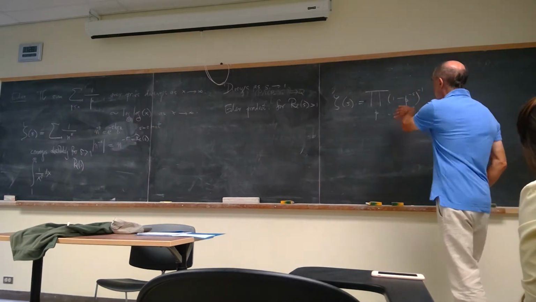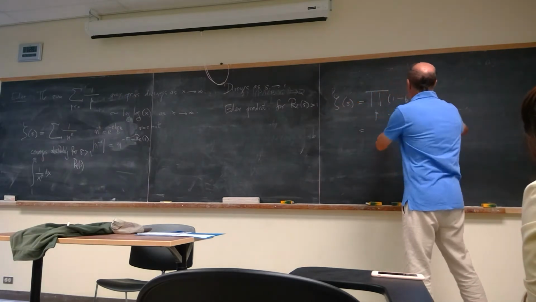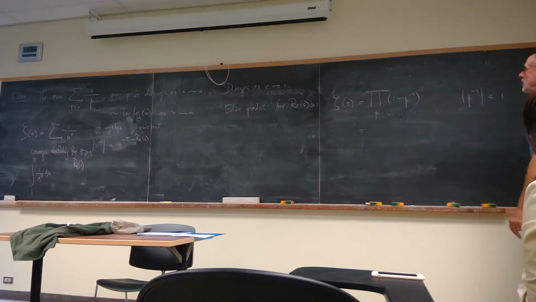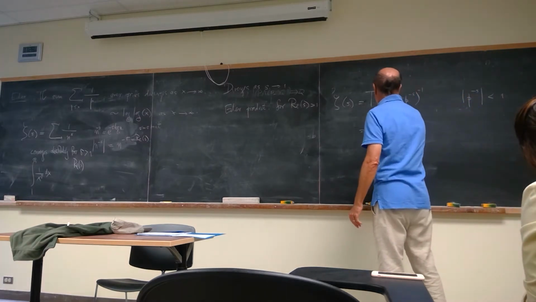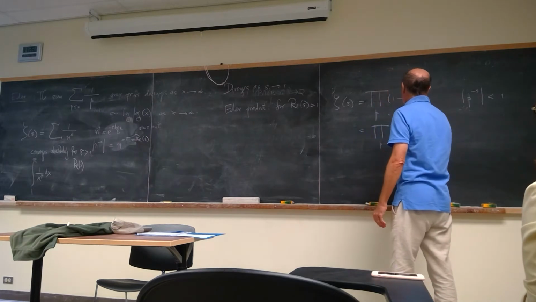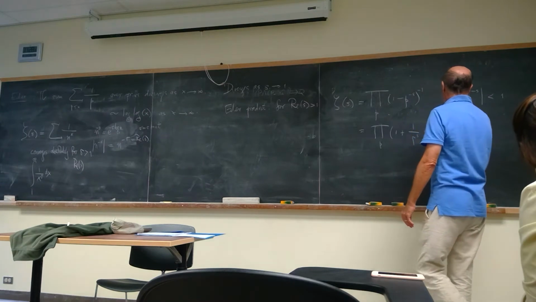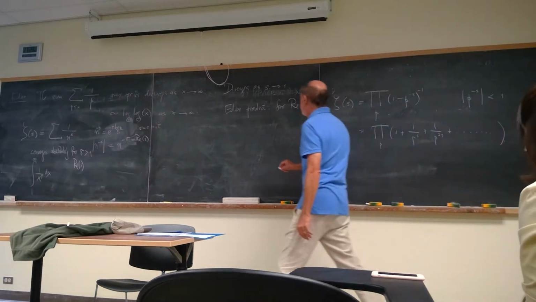So that means, what is this term? If you expand that out, when the real part of s is greater than 1, the absolute value of p to the minus s is less than 1. And so you can expand this out in a geometric series. So this is the product over p of 1 plus 1 over p to the s plus 1 over p to the 2s, and so on. And this is a convergent series because it's smaller than the 1 over n to the s series. It's a piece of it. So it's given by an infinite product.